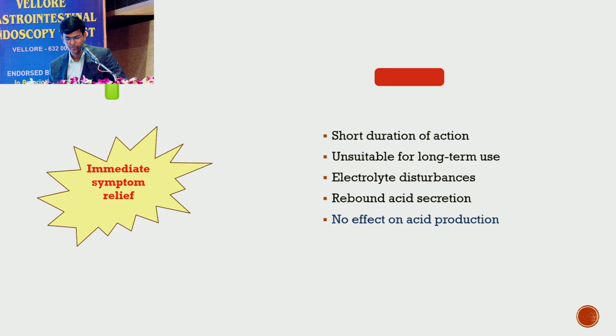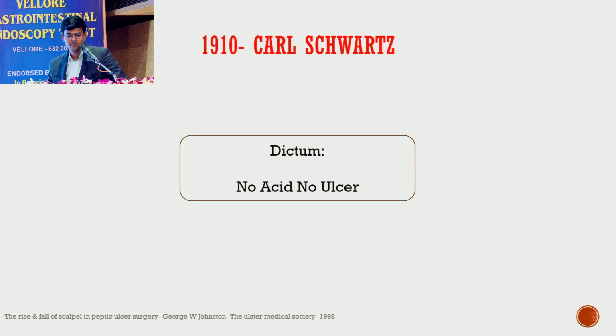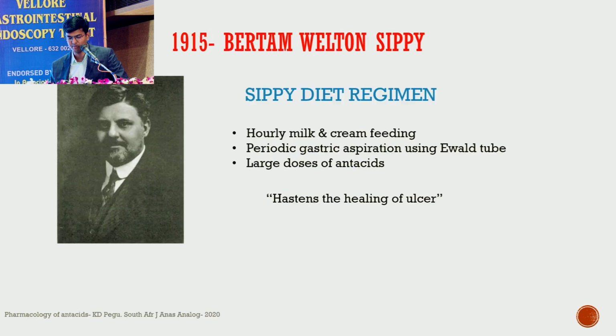That's the one problem. Then in 1910, Carl Schwarz, a surgeon, thought: no acid, no ulcer. If there is no acid production, there won't be any cause for ulcer. He thought that acid is the main culprit for ulcer formation. Followed by his fellow, in 1915, Bertram Sippy formed a regimen called the Sippy regimen.